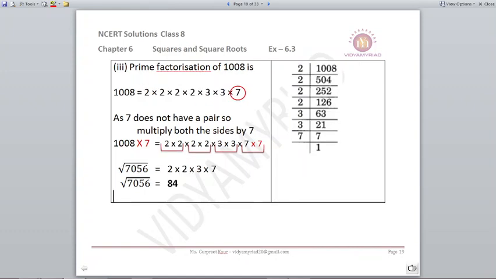Third part. Let's find the prime factors of 1008. Here you see we have pairs of 2, one more 2 is there and 1 3 is there, but 7 is standing alone. It doesn't have any pair. So we will be multiplying with 7 on both the sides. 1008 multiplied by 7 gives you 7056. So square root of 7056 will be 2 into 2 into 3 into 7, which is 84.